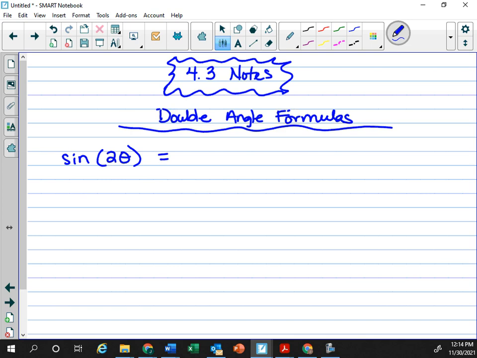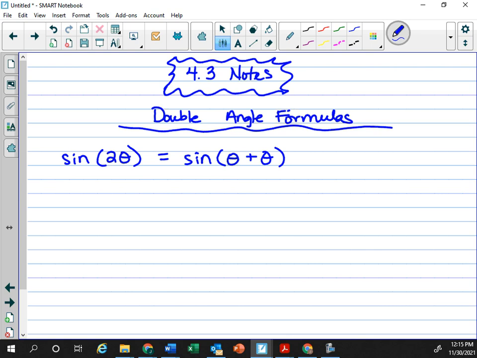All right, this is really the same as sine of theta plus theta, right? That's what 2 theta means? Double, D-O-U-B-L-E. Yeah, double angle formulas. We're also going to learn half angle formulas today.